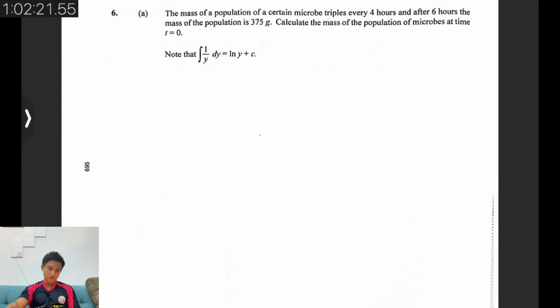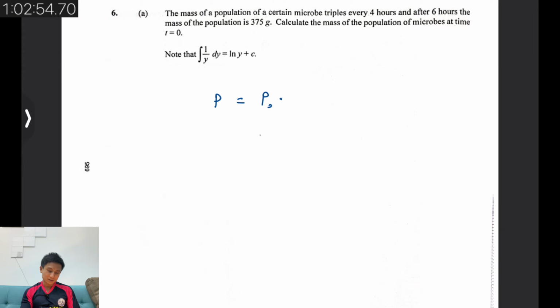Triple every 4 hours. And after 6 hours, the mass of population... So it triples every 4 hours here. That means, let's say the population is P, and then it's going to be equal to P0. That's the initial population at t equals 0. This is P0 here. This is the thing we want.